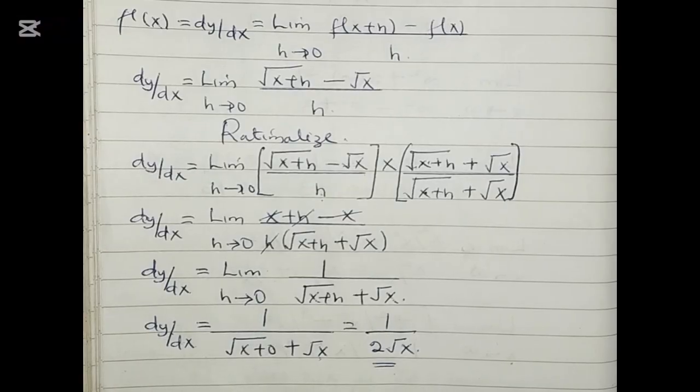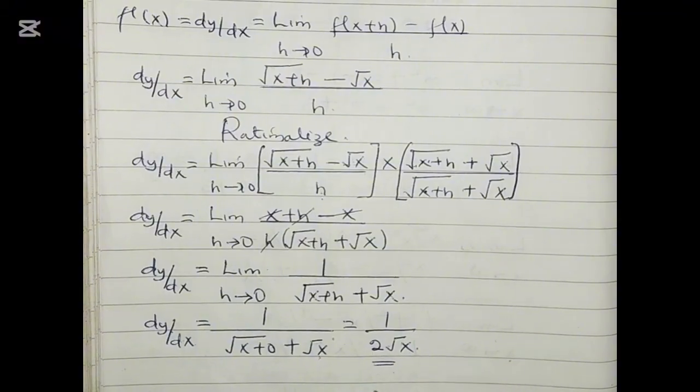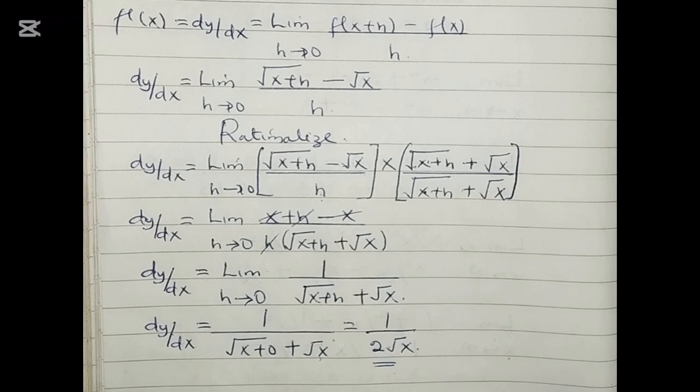Now, to differentiate root of x with respect to x, what we are going to get is 1 divided by 2 root of x.